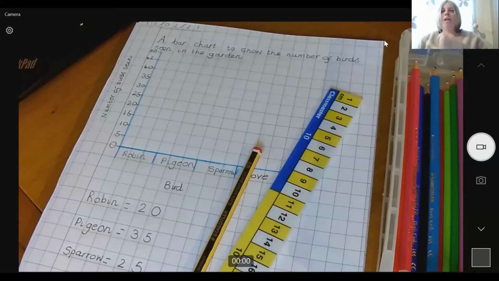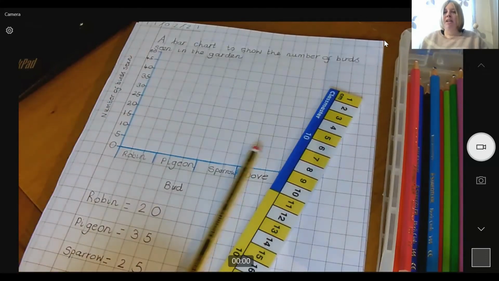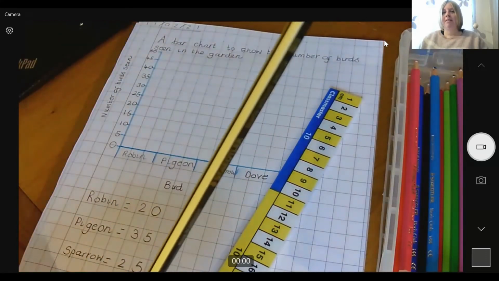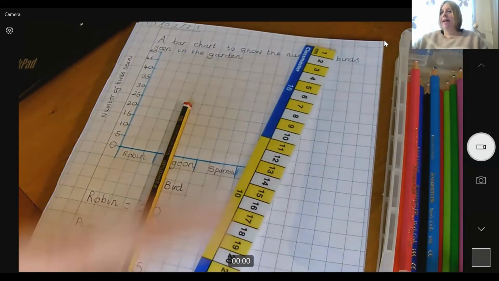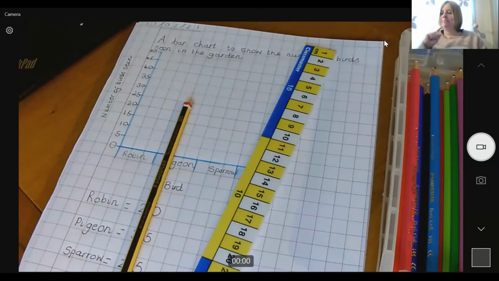So now we are going to have a go at drawing the bar chart together. For this, you will see I have got a writing pencil. I've also got my ruler and I've got some colouring pencils.